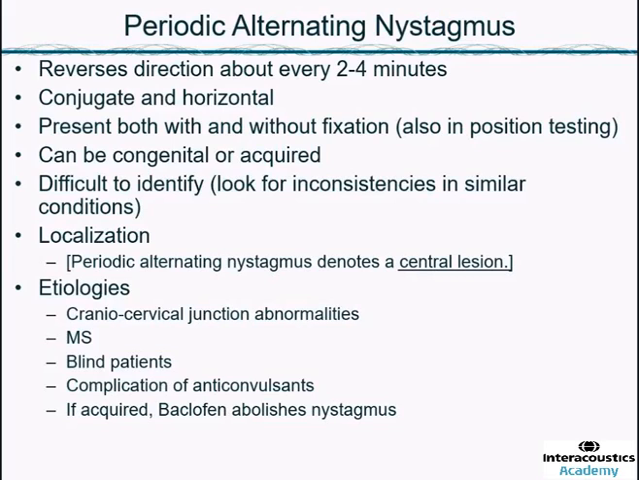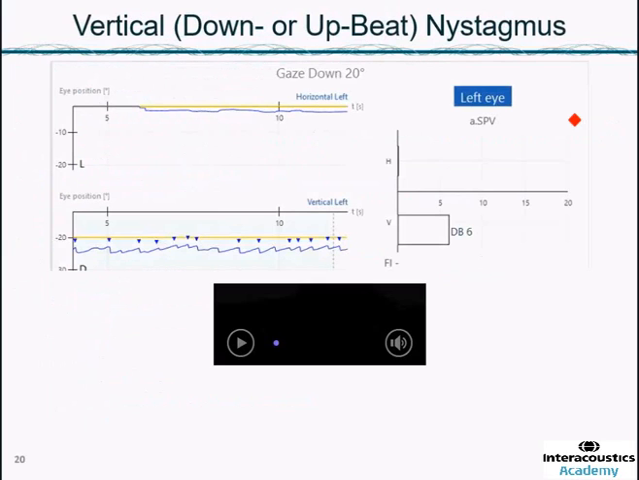In general, we don't look for this every time in our tests because it will make the test too long. If you do find it, it's a central abnormality, and it could happen in Chiari malformation and other craniocervical junction abnormalities. It could happen in MS patients. It's quite common in patients who are blind. It's also a complication of anticonvulsant medications, so people who are on seizure medications, you could see it. And as I mentioned, in the acquired type of nystagmus, the medication baclofen generally abolishes the nystagmus.